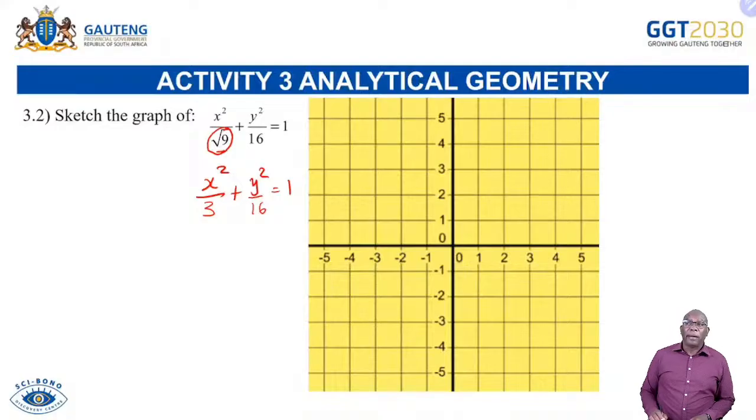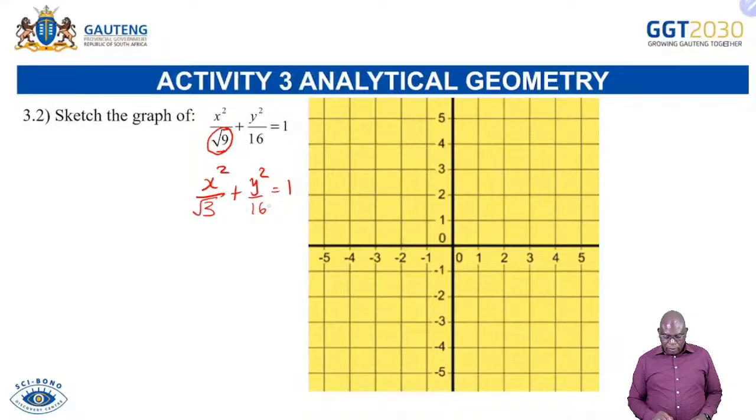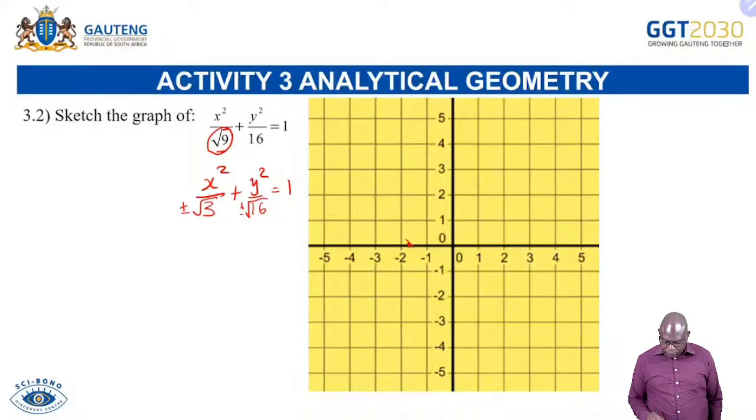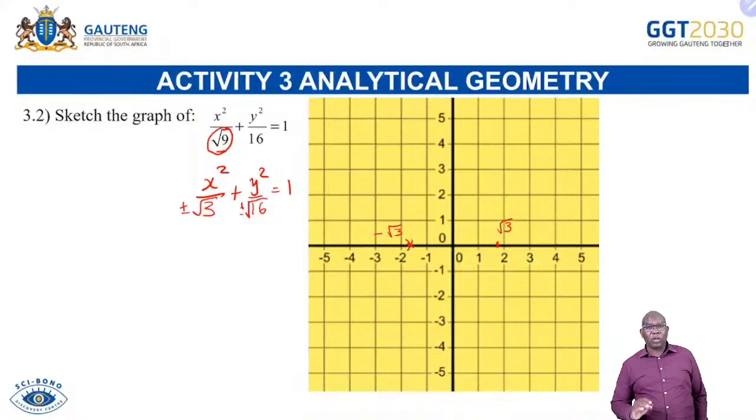You see? Now remember, I still need to put a square root, which means that my x values are going to be square root of 3 plus minus, and this one is square root of 16 plus minus. So the x values here will be the square root of 3, it's 1.73 somewhere. So I'm going to write square root of 3 negative. On the other side, I'm still going to put square root of 3 positive. Right, so my x values are square root of 3.